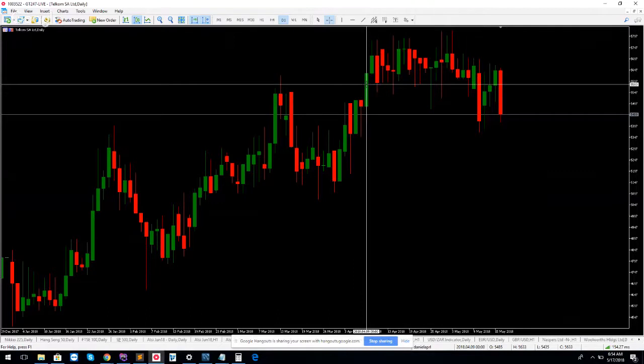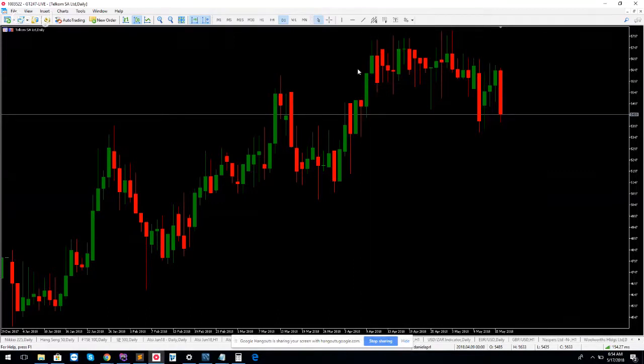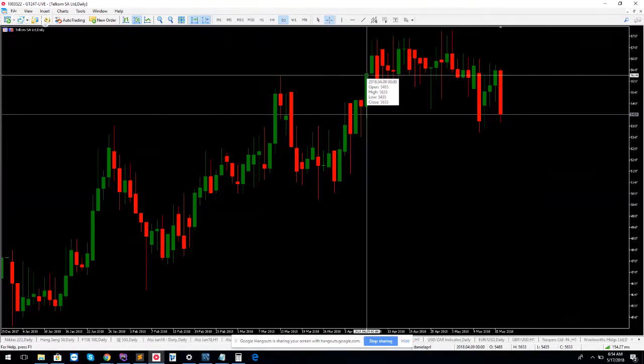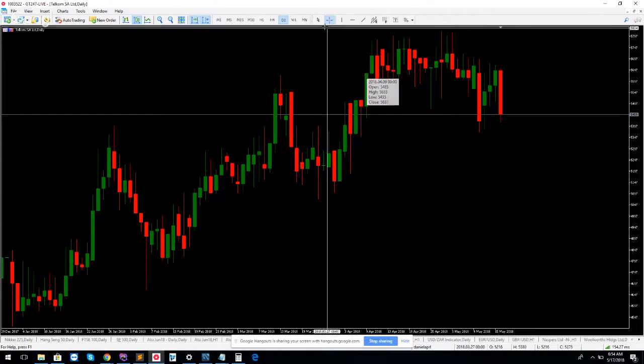If I hover over that candle, it should be pulling up the price. Just hover with it. There we go. So you hover over the candle in the MT5 Global Trader software. It gives you the date, it tells you the price opened, the high, the low, and the close of that candle. All right. So that's a day.